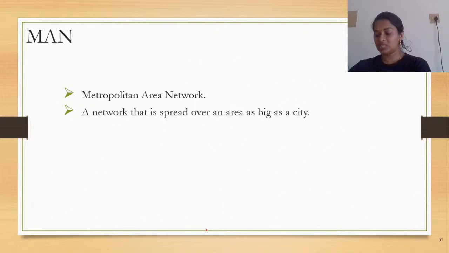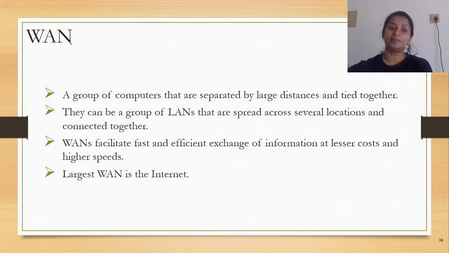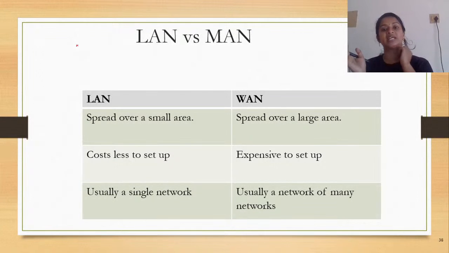Other than that, we need to see a variant of it, which is MAN. MAN, as I told you, is the Metropolitan Area Network. This network is spread over an area as big as a city. Whenever you have connectivity in a city, it is called a MAN, though it is a variant of WAN. It is just a categorization. When you connect the cities together, you end up with a WAN, because it spreads across a very large geographical area. And when you talk about the internet, it is the largest WAN.